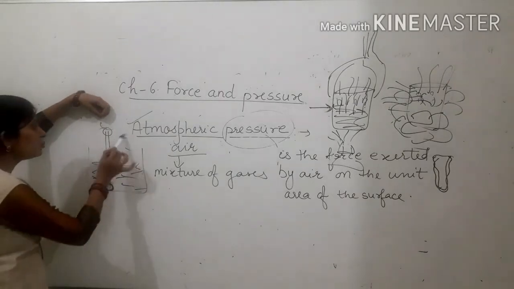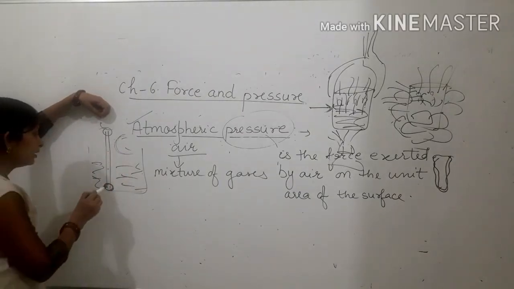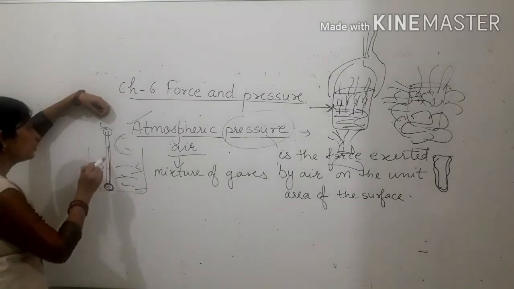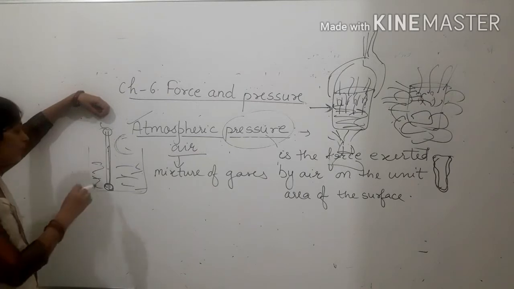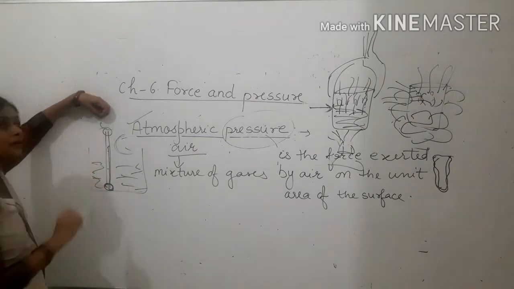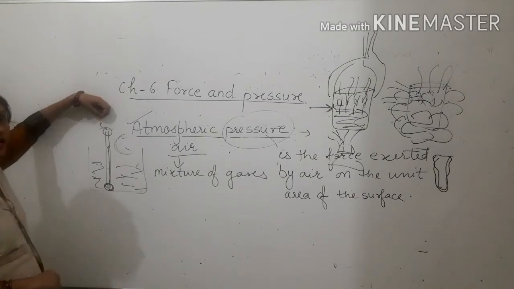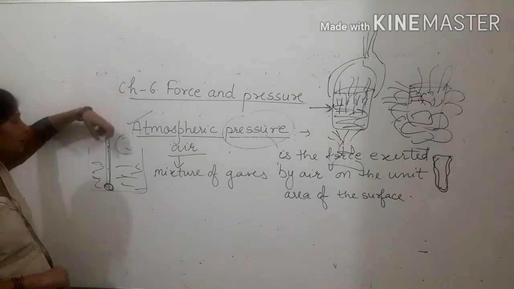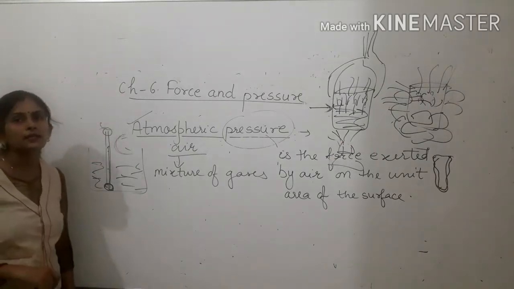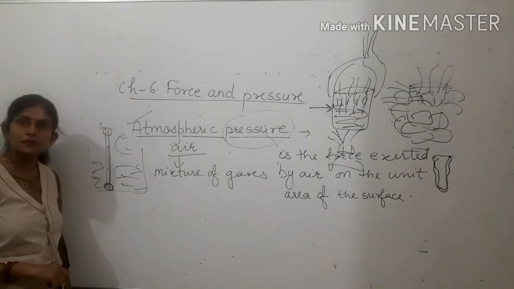To balance outside air pressure with the inside pressure, liquid is raised in the straw. Liquid moves up in the straw. In this way, air pressure helps you to drink or to suck juice or any other liquid with the help of a straw.